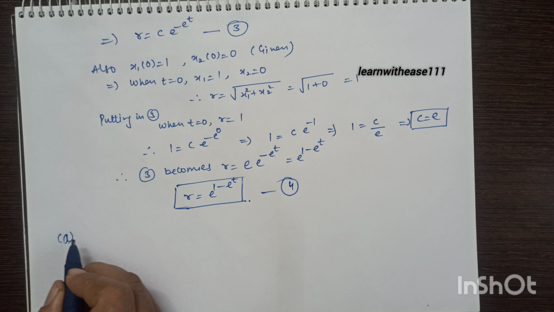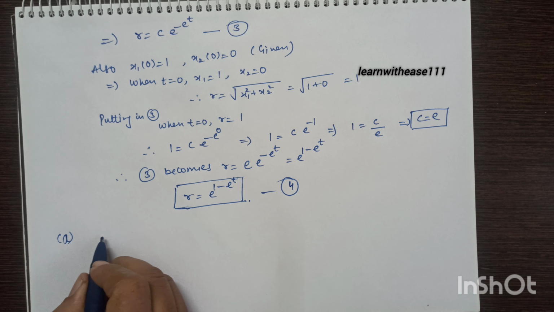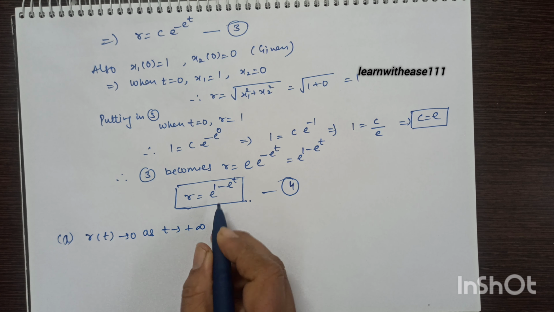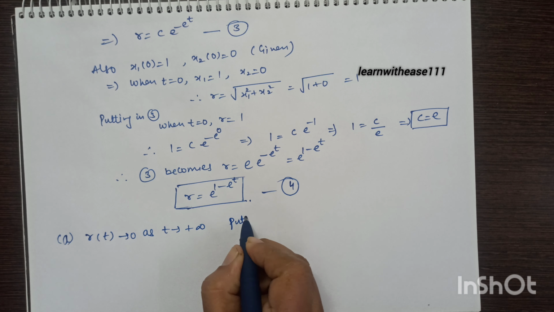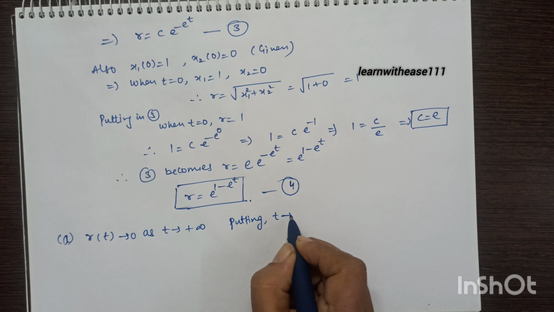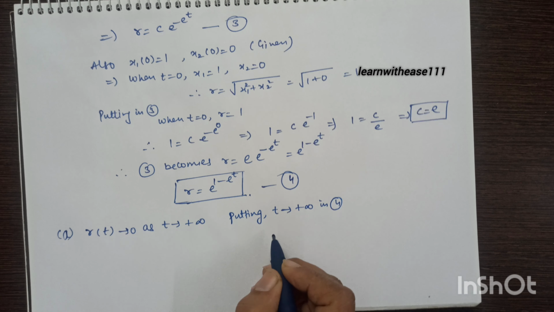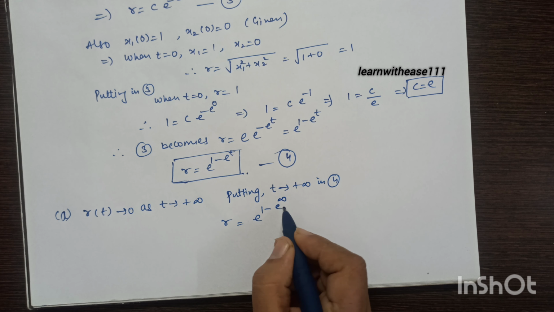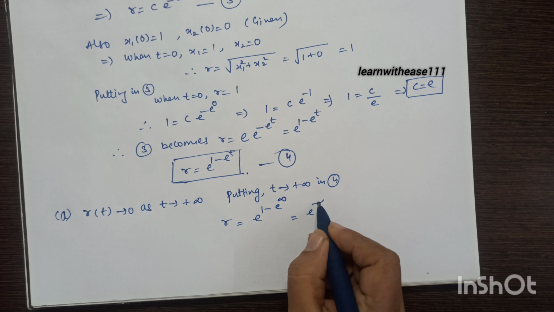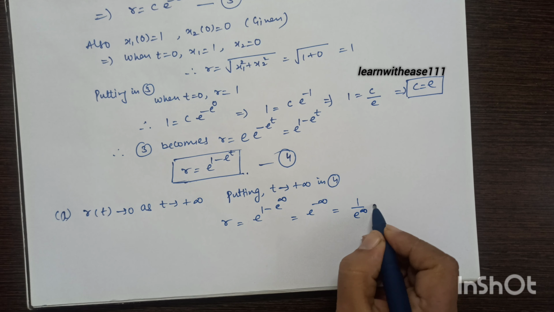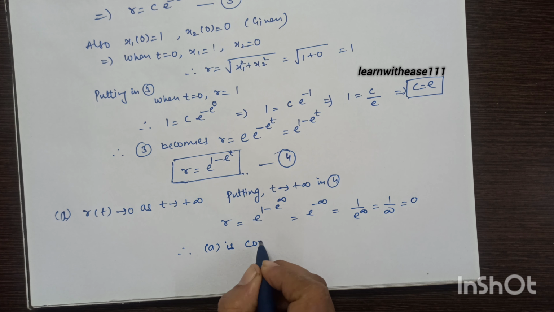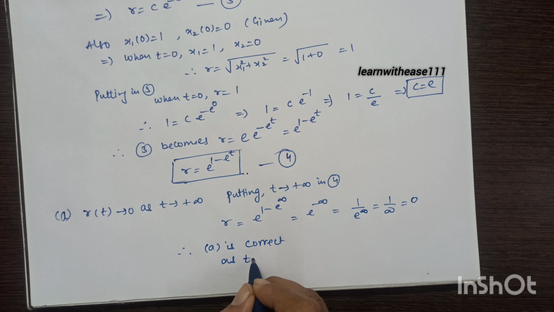Now we need to check the options given. Option A states r of t goes to 0 as t goes to plus infinity. Substituting t as plus infinity and finding out r, this is e to the power 1 minus e to the power infinity. E to the power infinity is infinity. So e to the power minus infinity is 0. So the first condition is true. A is correct.